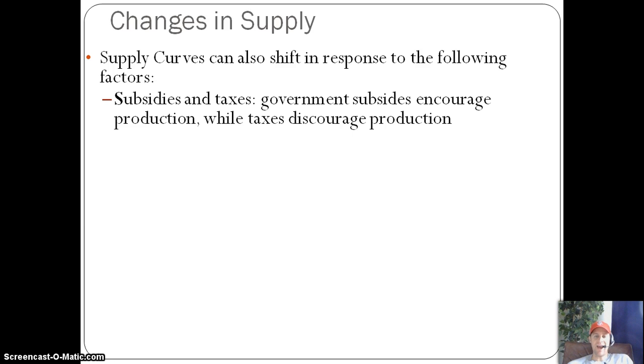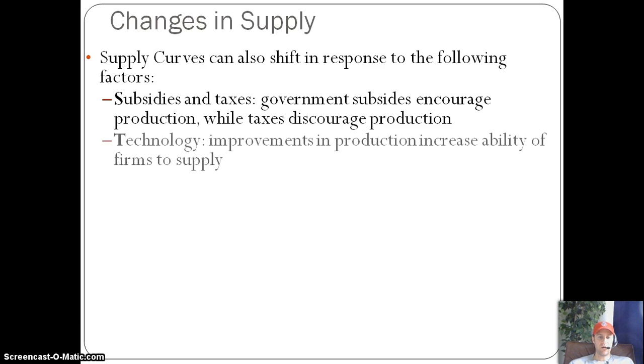So if the government puts a tax on cigarettes, that means producers, for every one pack of cigarettes they produce, have to pay the government a 20-cent tax. Well, that's 20 fewer cents they can spend on the factors of production to make their cigarettes, so they're going to supply less of them. Subsidies, on the other hand, encourage production. So if the government is going to pay a producer, say, 20 cents a bushel to produce corn, they're going to produce more corn, and that will increase supply because they're getting paid, basically subsidized, which means they're getting extra money to produce a particular item.